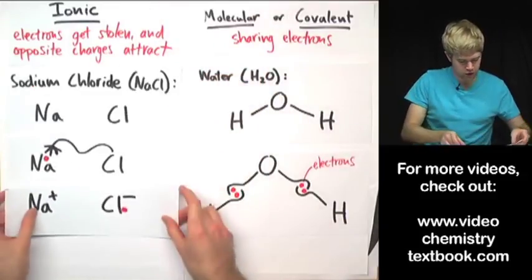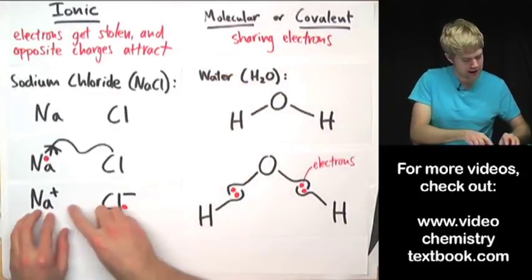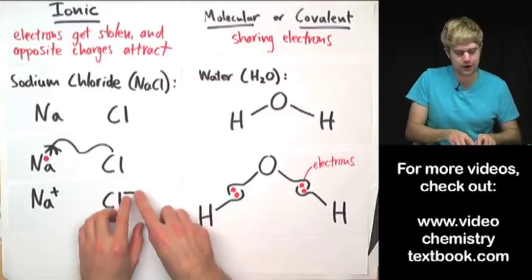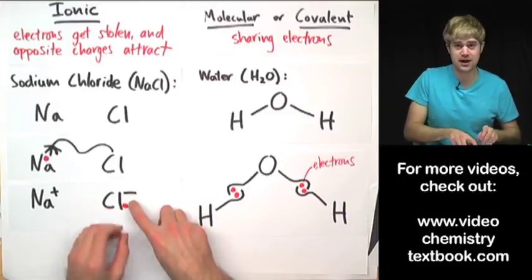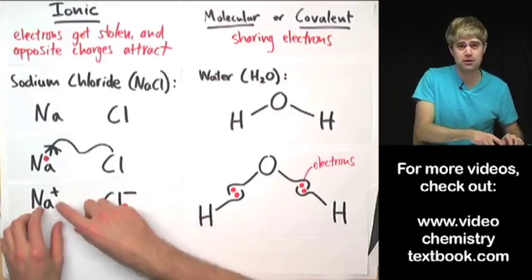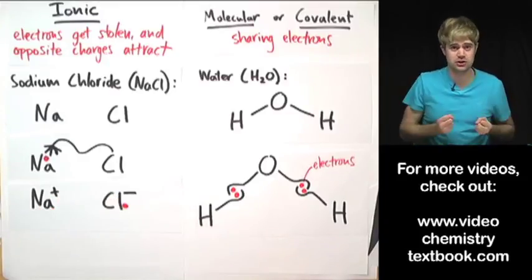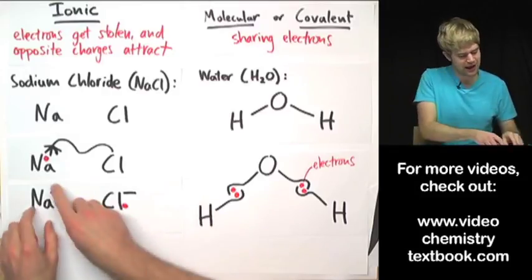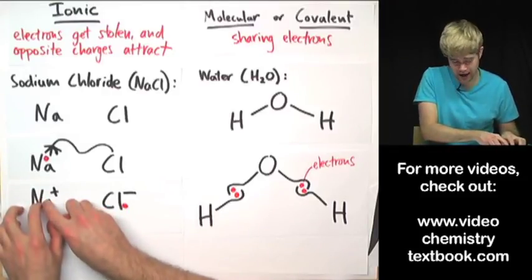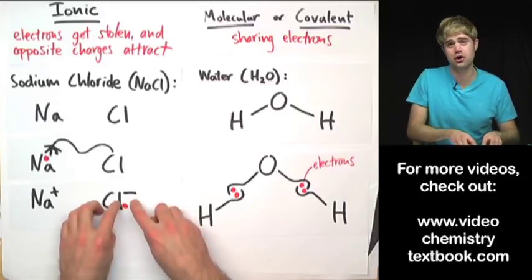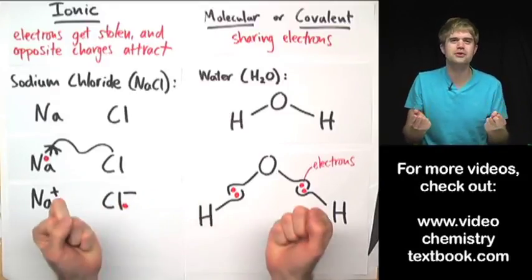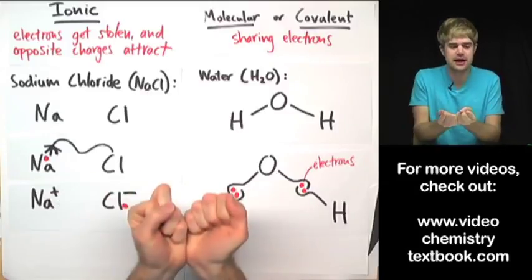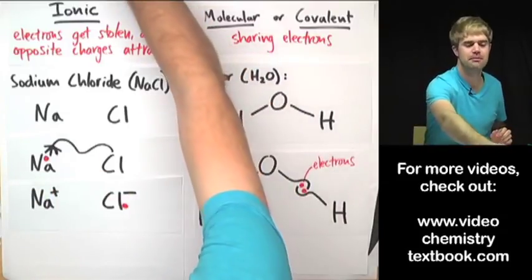So now chlorine has an extra electron and sodium has lost one of its electrons. This causes chlorine to now get a negative charge because it has a new electron, and sodium, because it's had one of its electrons stolen, now it has a positive charge. So now we have a positively charged ion here and another negatively charged ion here. What do opposite charged things like to do? They like to come together. They stick together. They're attracted to each other just like magnets.